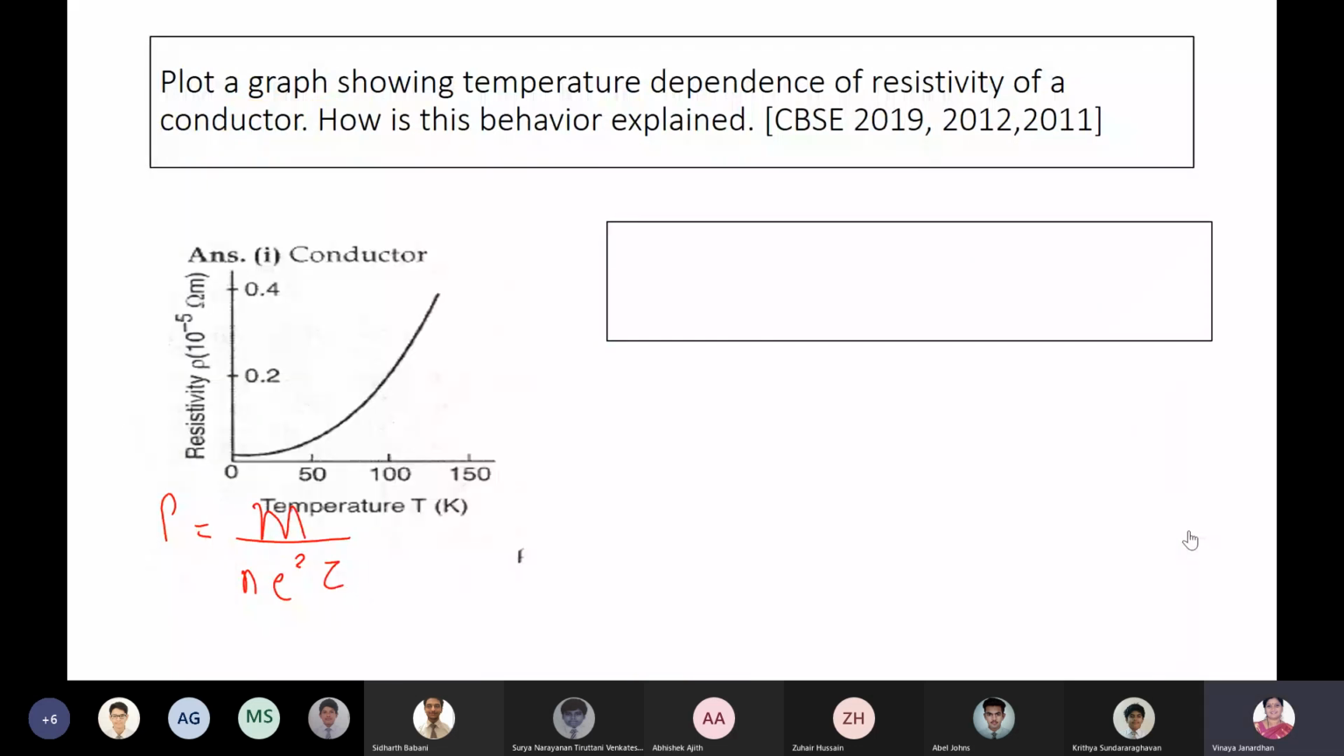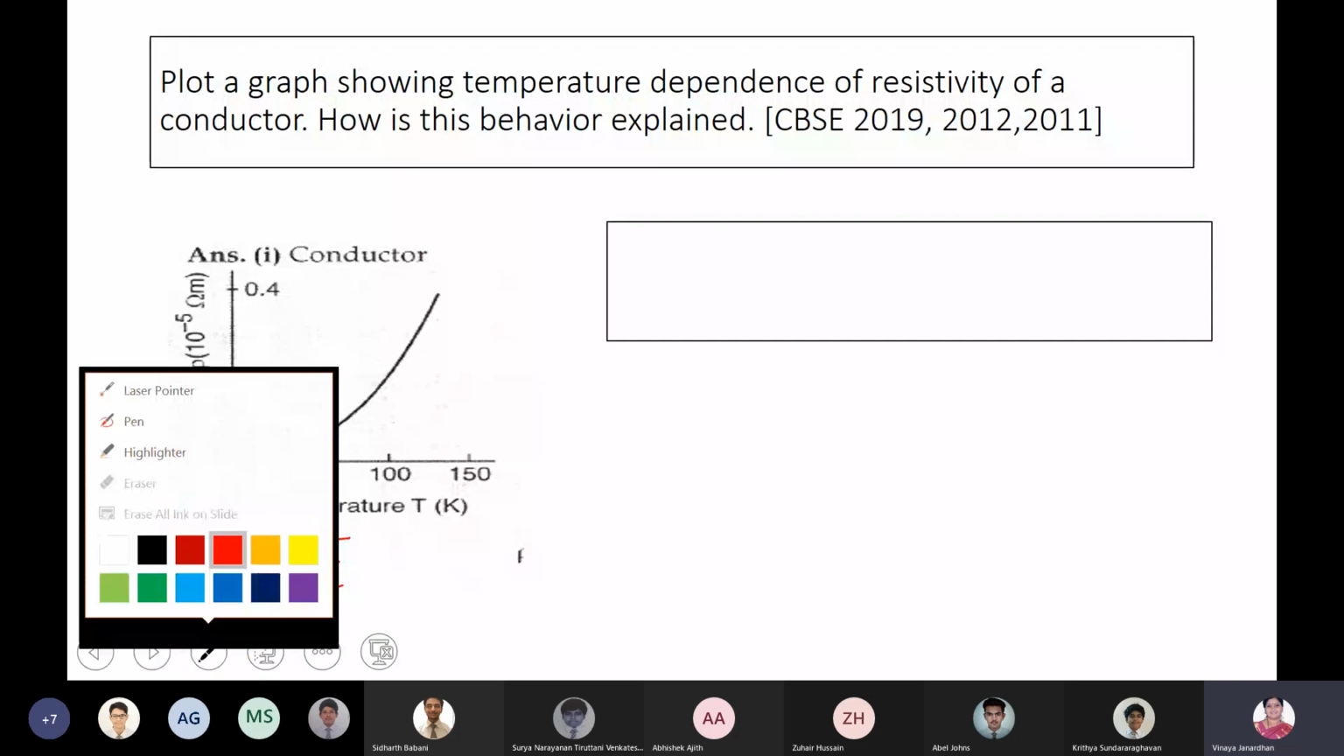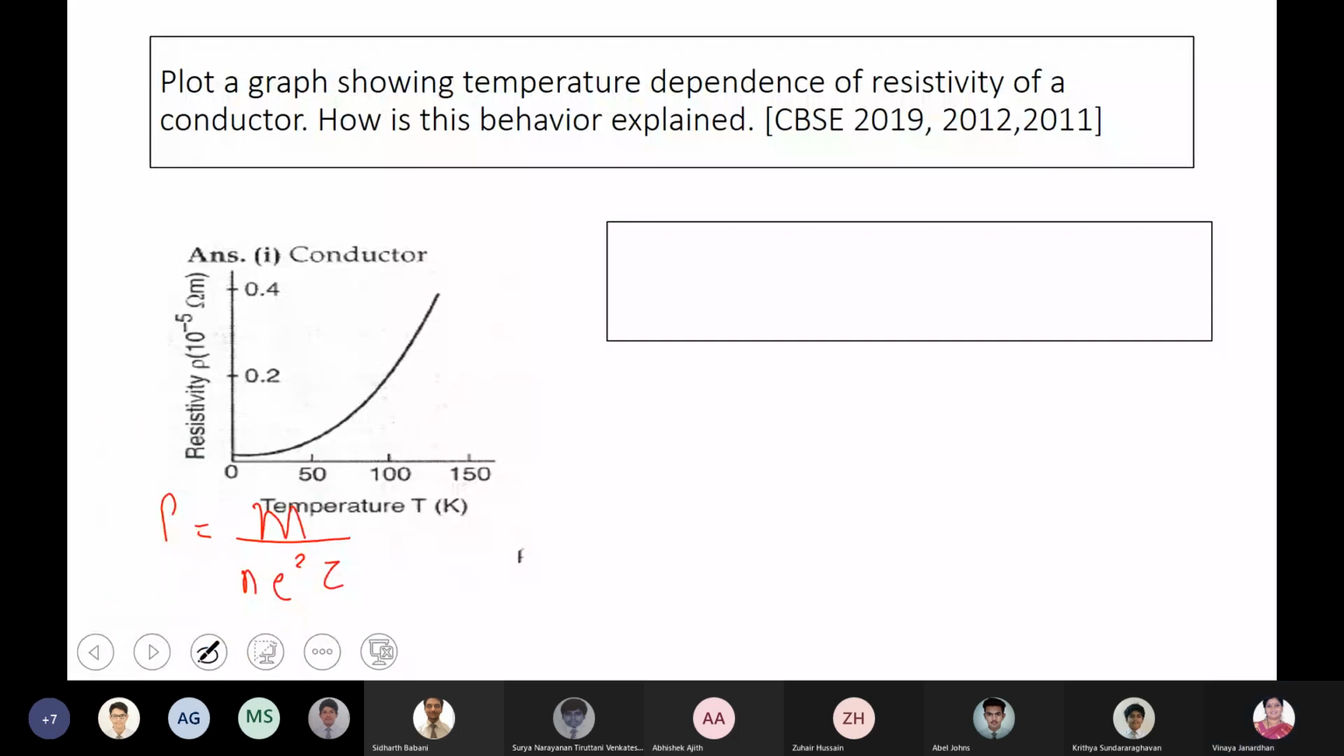Fine, boys. Next one. Plot a graph showing temperature dependence of resistivity of a conductor. How is this behavior explained? Just see how many times it repeats itself. 2019 paper, 12 and 11. Plot a graph showing the temperature dependence of resistivity of a conductor. How is this behavior explained?